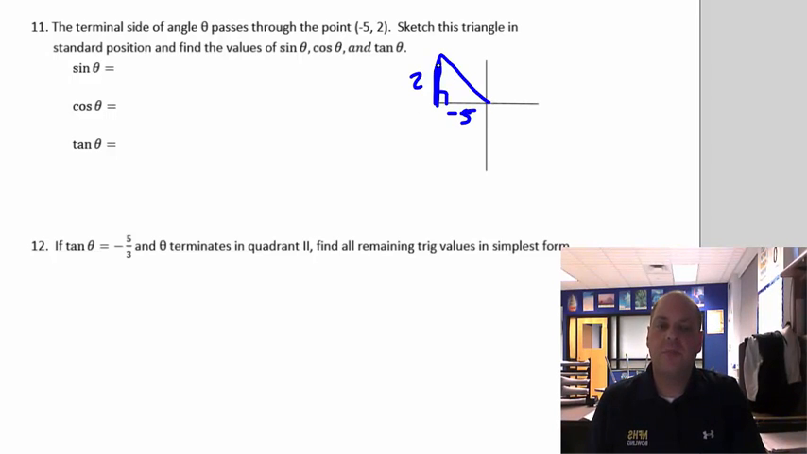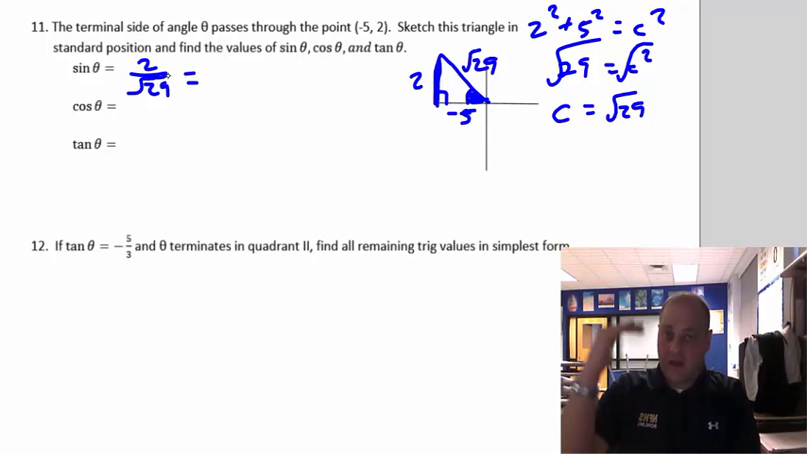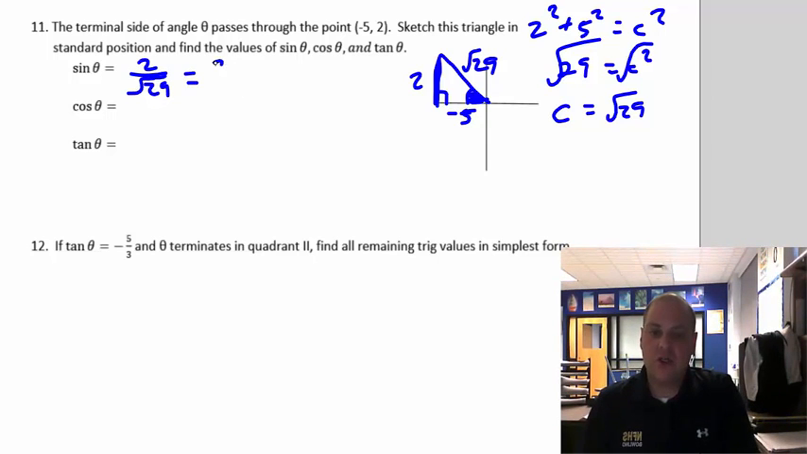Negative 5, 2. All right, so Pythagorean Theorem, 2 squared plus 5 squared equals c squared. 4 and 25 is 29 equals c squared. Square root, square root. Okay, so c is the square root of 29. That's my hypotenuse there. Here's my reference angle that we're going to use as theta. Sine theta is opposite over hypotenuse. That's 2 over the square root of 29. And of course, we need to rationalize that, multiply by radical 29 over radical 29, and you get 2 radical 29 over 29. Okay, we've done this a million times.